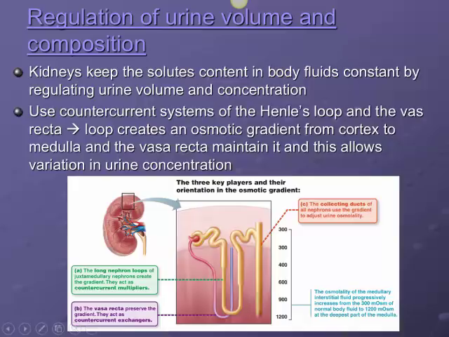And then when it goes up into the ascending limb, remember the ascending limb was impermeable to water. Solutes kind of moved out, right? So here now the urine starts getting more and more dilute. All of this water or solutes pass into the interstitial space of the medulla up here. So that kind of creates a concentration gradient from the top to the bottom. So the loop of Henle has what is called a countercurrent mechanism.